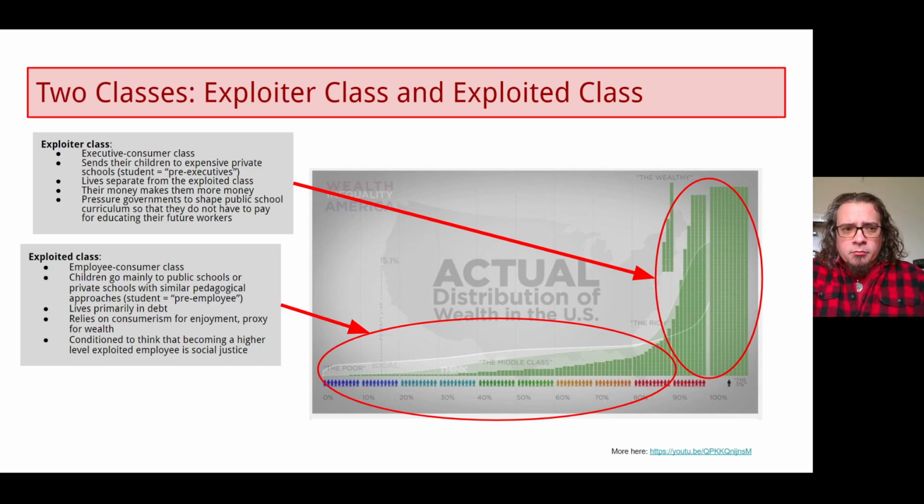The top group is what I'm also calling the executive consumer class. The executive consumer class, or the exploiter class, what do they do? They send their children to expensive private schools, and their students are seen as pre-executives. That's kind of their status as a student, right? Now that right there tells us what we think education is for. Is it really for growing people into their best selves? Is it for the greater good? Is it that kind of stuff? And the answer is no, right?